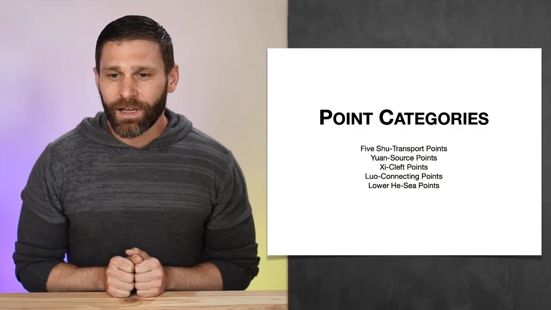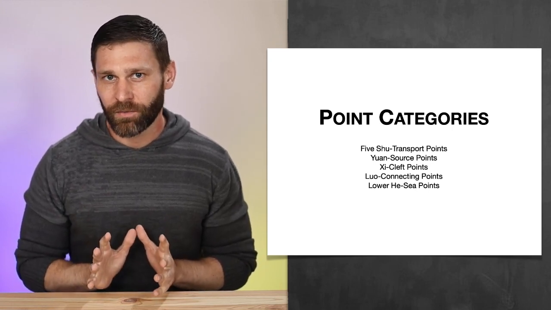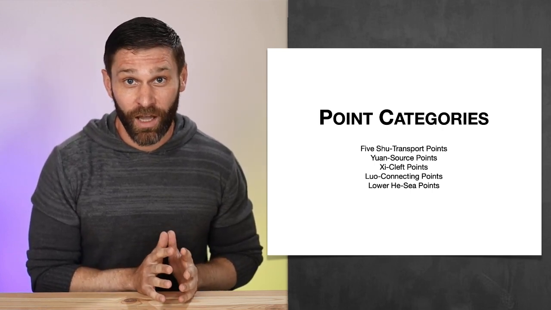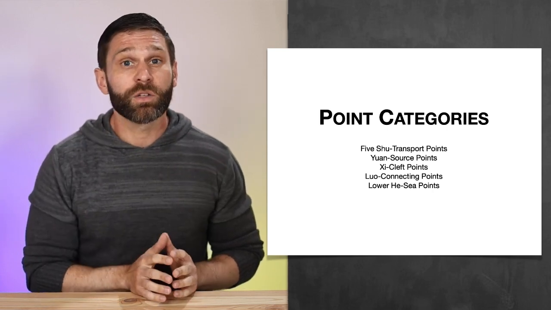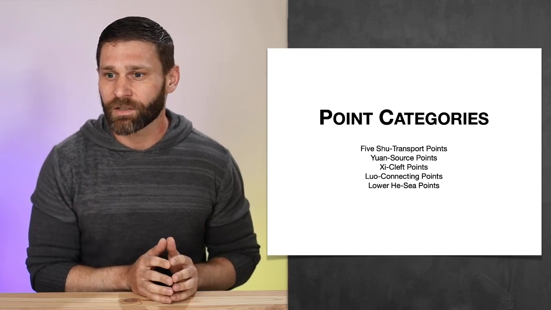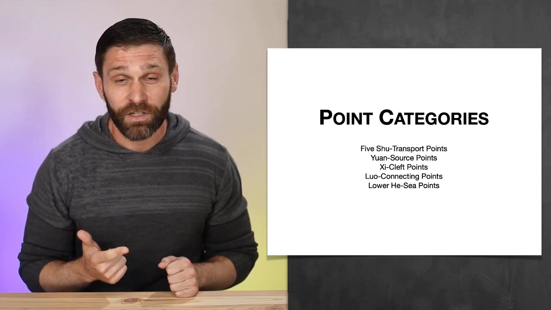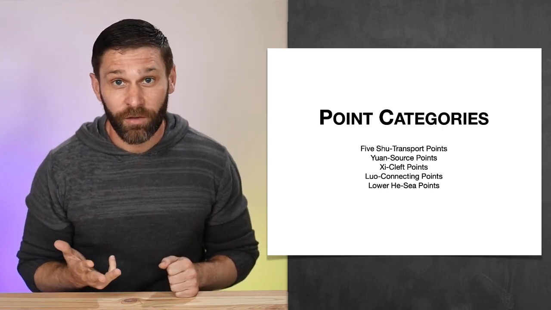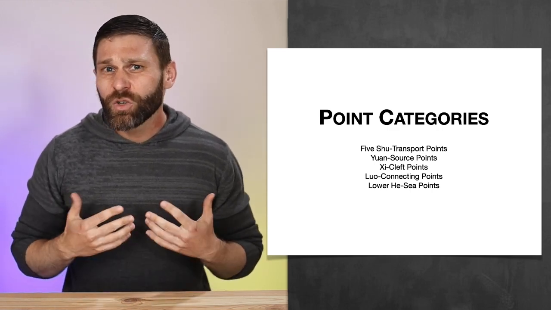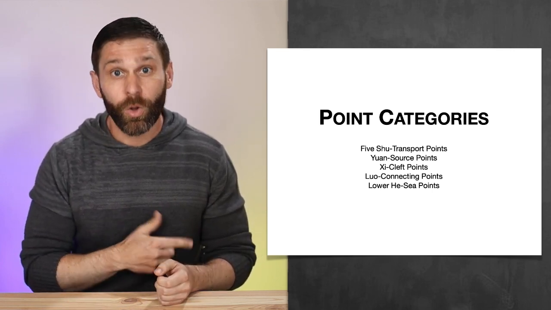So when we talk about point categories, basically we have 2 different types of point categories. There are some point categories that exist on every channel, and that's what we're talking about today. So when we talk about 5 Shu-Transport points, there are 5 Shu-Transport points on each of the 12 channels. When we talk about Xi-Cleft points, there's a Xi-Cleft point of the lung, Xi-Cleft point of the large intestine, Xi-Cleft point of the stomach, Xi-Cleft point of the spleen, and so on. So these are points that exist on every channel, and usually their function has something to do with how the qi is flowing along that channel.